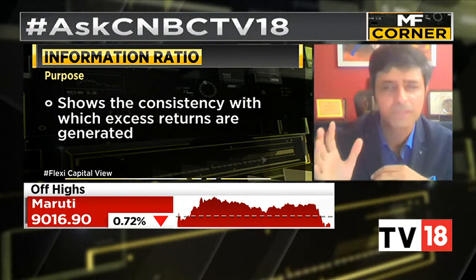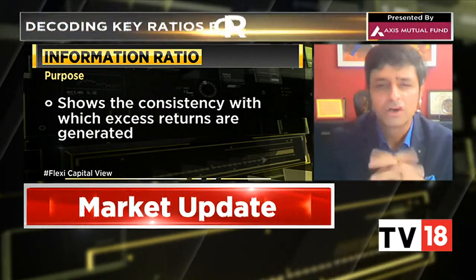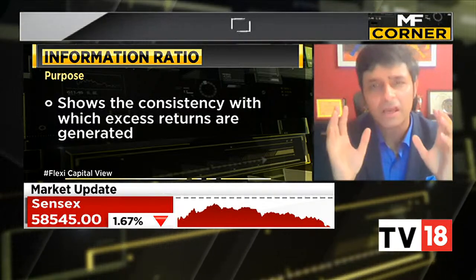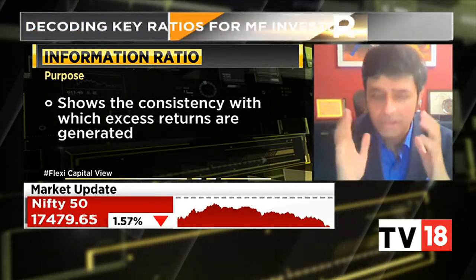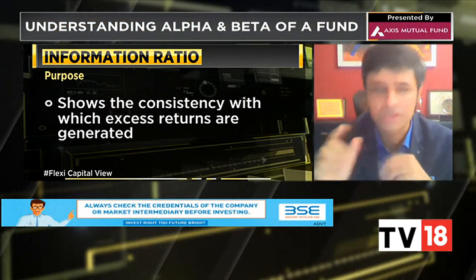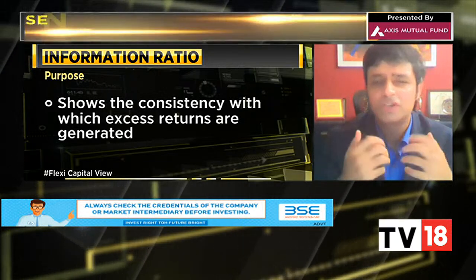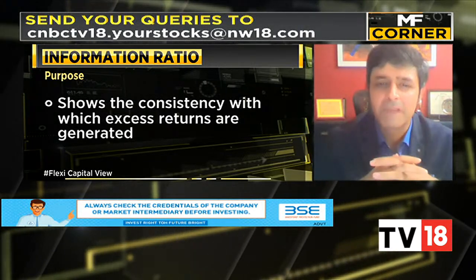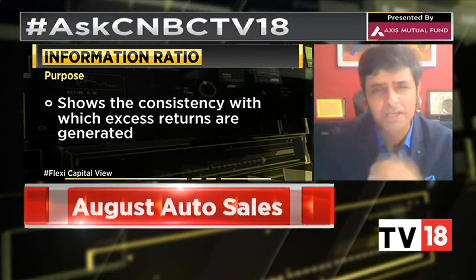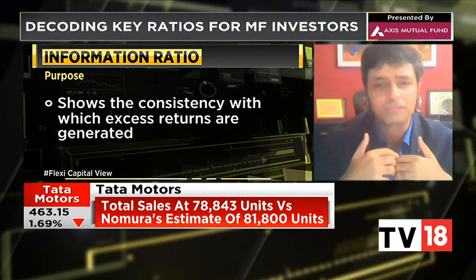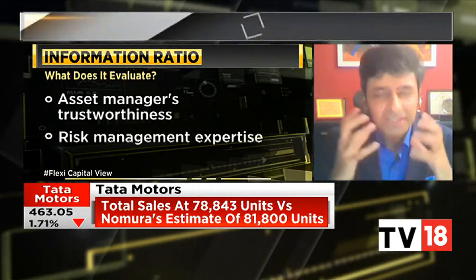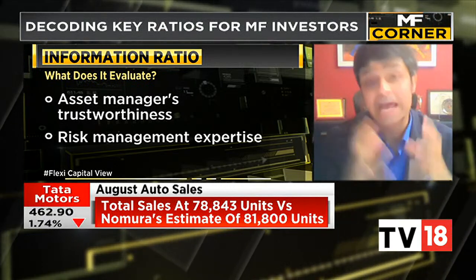Now, the purpose of this ratio is to show excess returns, Sumera, relative to the benchmark, as well as the consistency. So I'll again repeat this. Consistency is also very important. It basically compares relative outperformance to the benchmark with the consistency with which excess returns are generated. The information ratio is used to evaluate the fund manager's, the asset manager's, trustworthiness, risk management expertise, and ability to outperform the benchmark. And therefore, using the information ratio, we can determine how successful a fund investment and allocation strategy is.